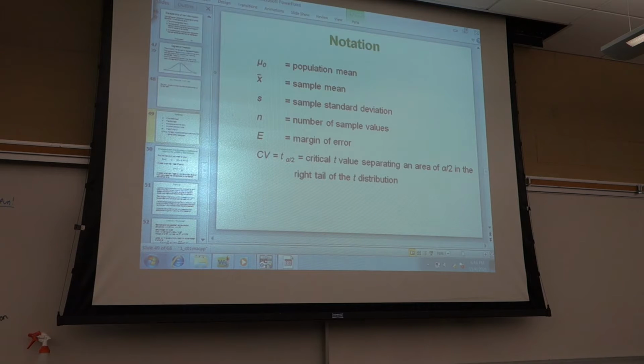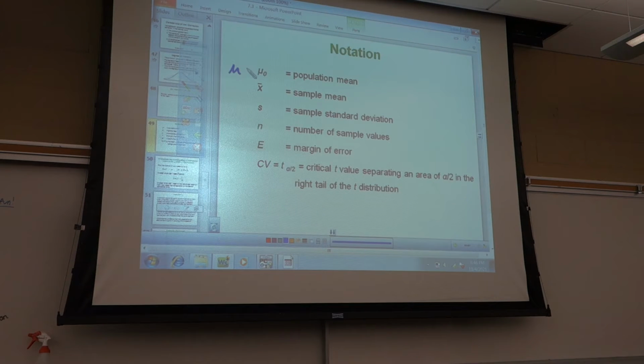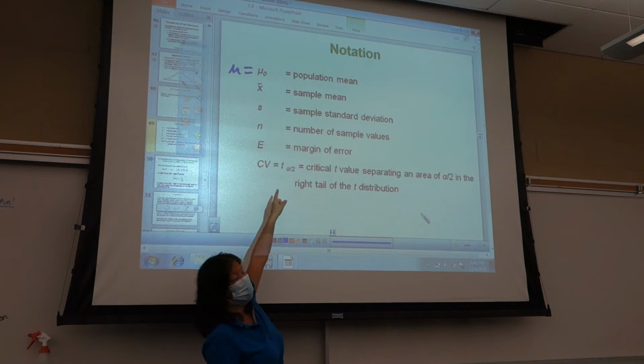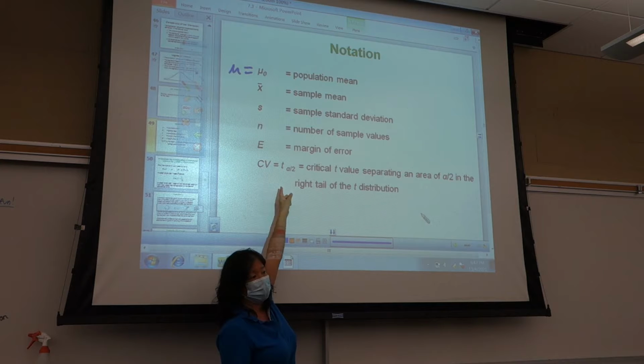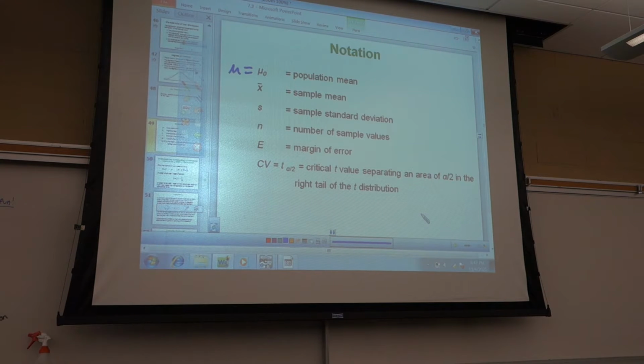Some general notation. Again, mu is the same thing as mu naught. There's the mean. X bar is your sample mean. S is your sample standard deviation. N is your sample size. E is your margin of error. And my critical value, also known as t alpha over 2, is the critical value t separating an area of alpha over 2 in the tail. So remember, in your homework we'll call it t alpha over 2. It's the same thing as the critical value. Don't get thrown off by that.